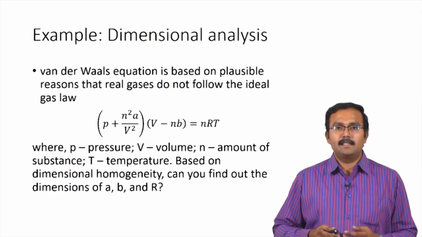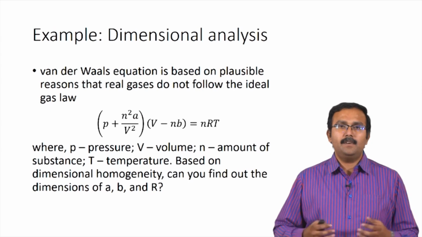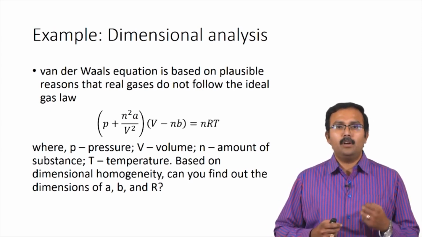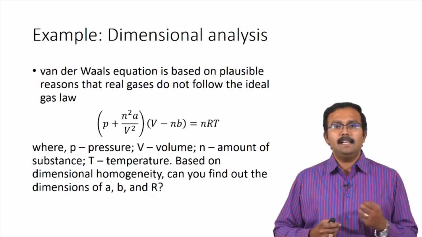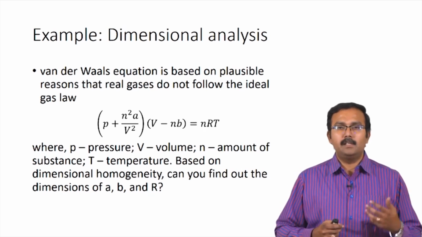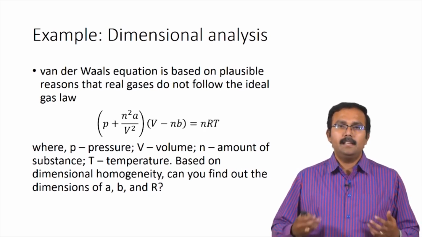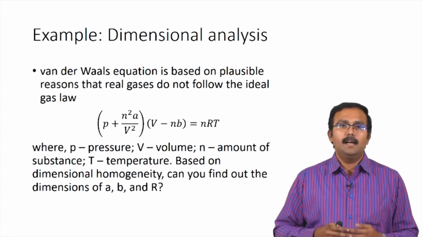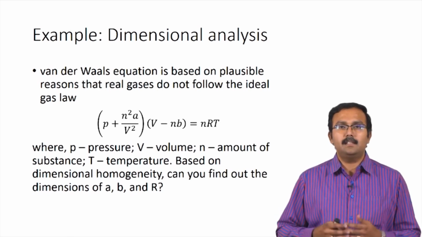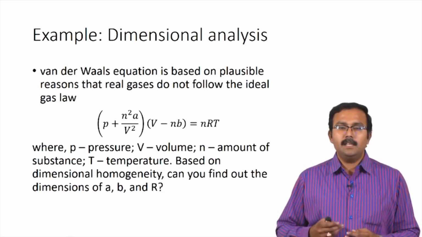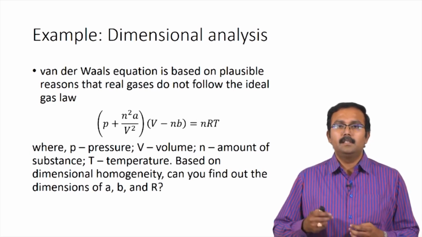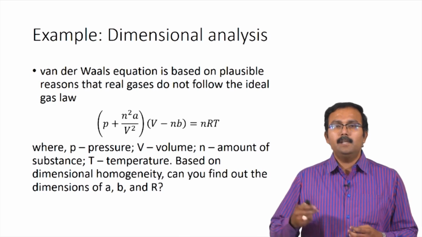So, let us try another example problem where we try to identify the dimensions of constants which we do not know. Van der Waals equation is based on the reasoning that real gases do not follow the ideal gas law. We all know that the ideal gas law is PV equals nRT. In real cases, gases do not follow this, and the Van der Waals equation is one of the model equations which describes such a real gas. The equation is given as (P plus n squared a divided by V squared) times (V minus nb) equals nRT.